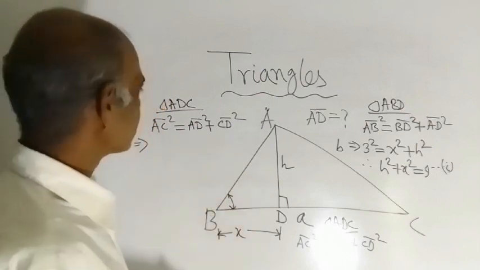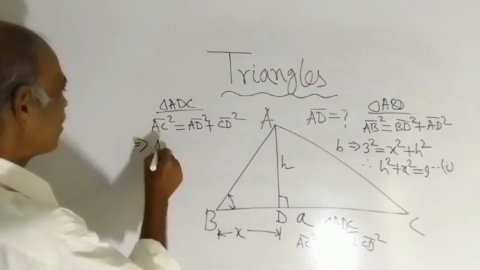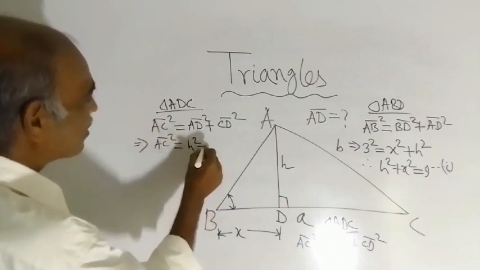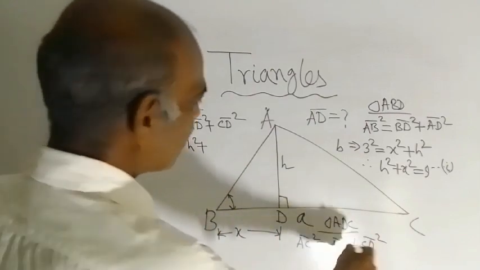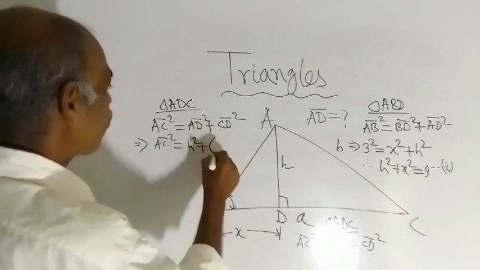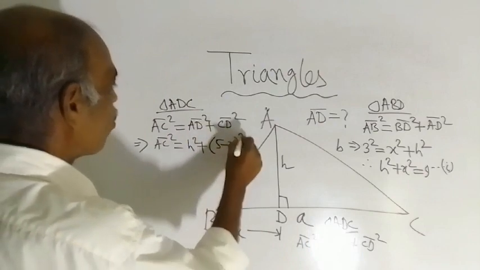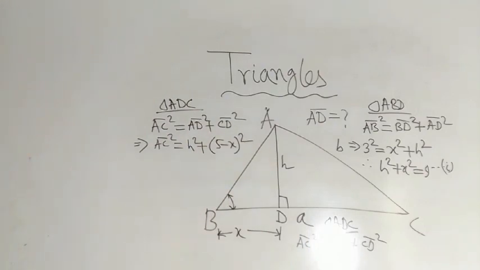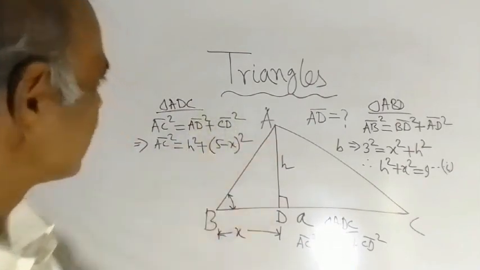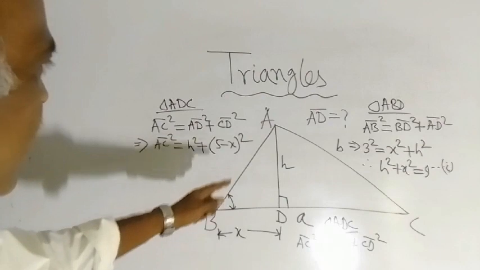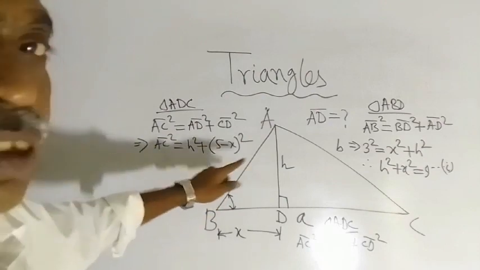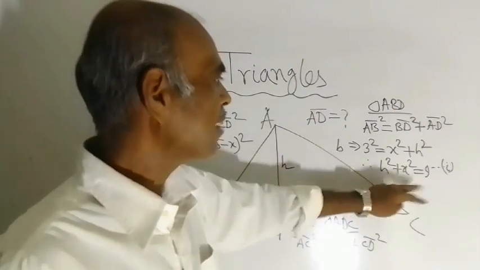AC was not given. Okay, so AC square and AD is how much? This is H. And CD is how much? This is that 5 minus this X. So 5 minus X whole square. Now, the question is how we will solve for AD? Here AC should be known. Here H and X both are unknown.